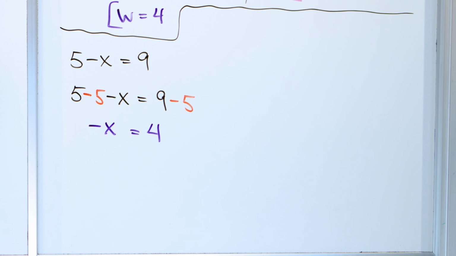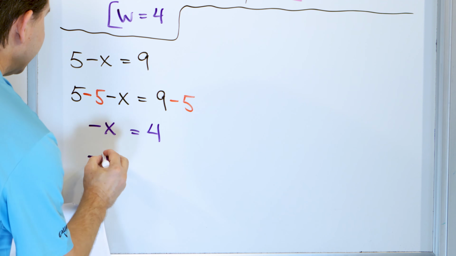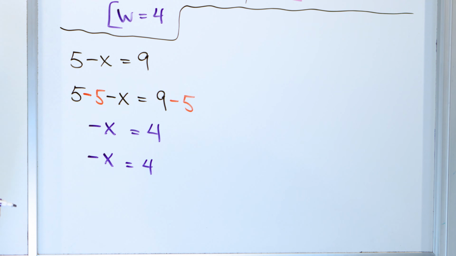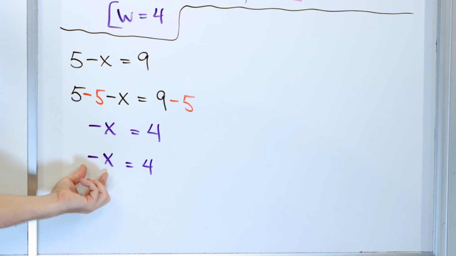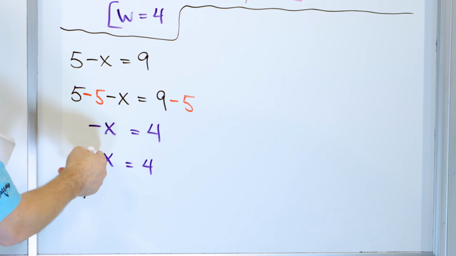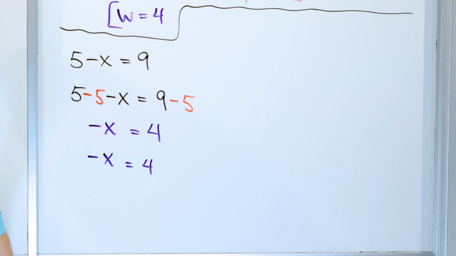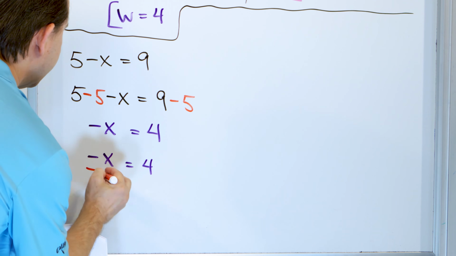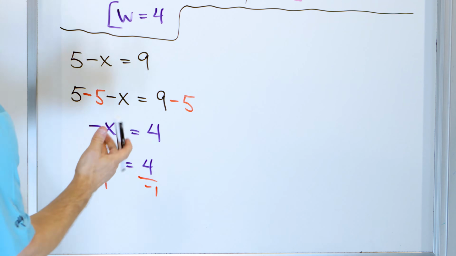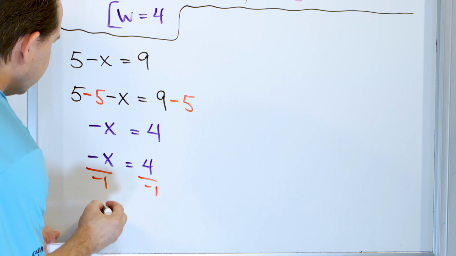Now, how do you get x by itself? What this means is negative 1 times x. So let me rewrite this. Negative x is equal to 4. Now, you can finish solving this 2 different ways, right? You have negative 1 times x is equal to 4. You can divide both sides by negative 1. What are you going to get if you do that? Well, this is like a negative 1 divided by a negative 1. That's going to be a positive 1 times x.